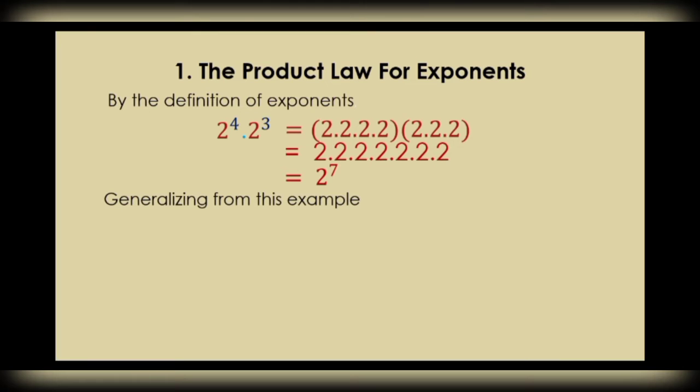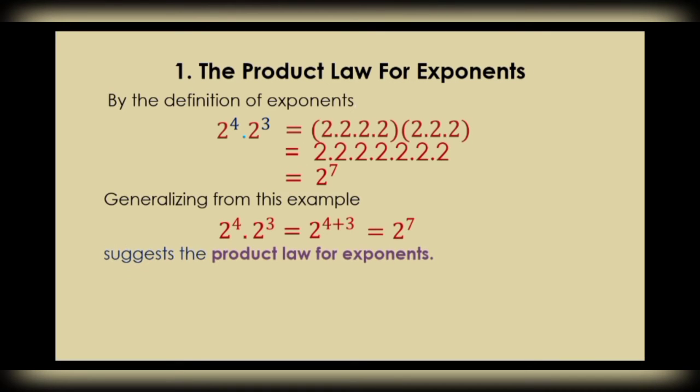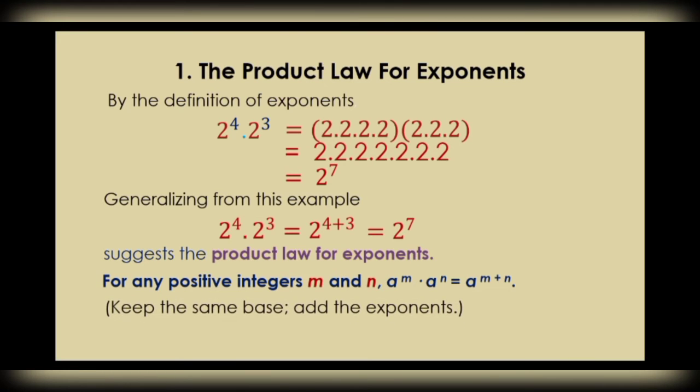Generalizing from this example, 2 to the power of 4 into 2 to the power of 3 is equal to 2 to the power of 4 plus 3, which is equal to 2 to the power of 7. This suggests the product law for exponents. For any positive integers m and n, a to the power of m into a to the power of n is equal to a to the power of m plus n. Here, keep the same base, add the exponents.